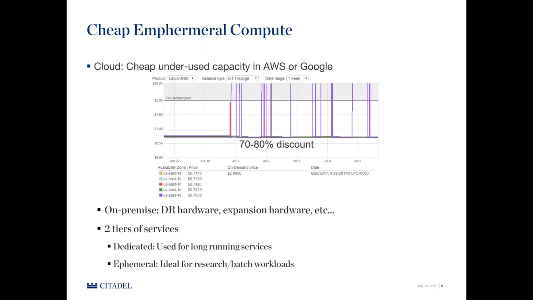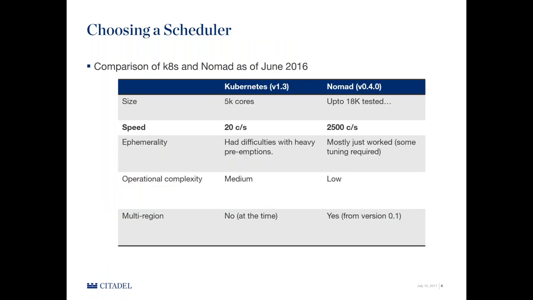So that's the deal that you do. On-premise, we have a similar idea. We want our scheduler to be able to absorb any available hardware, so any DR hardware, expansion hardware, any underused cores lying around. We want to be able to dynamically expand into that environment and take advantage of that. So we want two tiers of service provided to our users. We want the dedicated tier, which is more traditional fixed infrastructure, which is great for running long-running services and things like that. And then we want the ephemeral tier, which is ideal for these very large batch, bursty kind of research and training workloads.